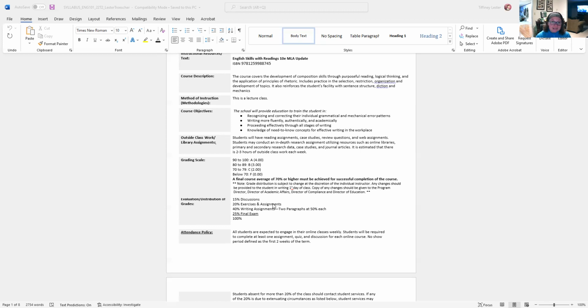Then the next category here is a big one, your formal writing assignments. There's only 2 of them, 2 paragraphs, right? The first one will be an evaluation paragraph, and the second one will be a compare-contrast paragraph. We'll do those in the middle of the term, weeks 5 and 6. 1 single paragraph for the evaluation paragraph, 1 single paragraph for the compare-contrast paragraph, and those 2 things combined are worth 40% of your grade.